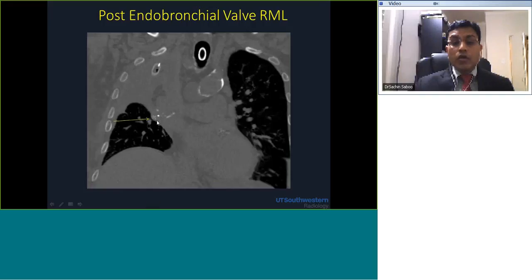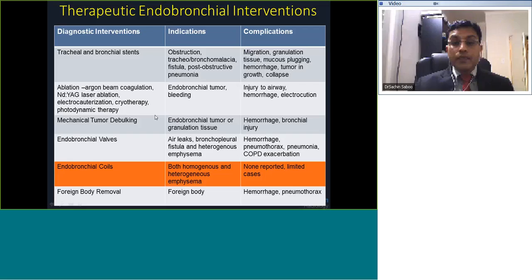On the coronal images, you can see how the valve looked in the right middle lobe bronchus. With that, let's turn to endobronchial coils. What are they indicated for? Basically for homogeneous and heterogeneous emphysema. Complications are none yet reported. Again, let me tell you, these are in the clinical trial phase in the United States as of now.